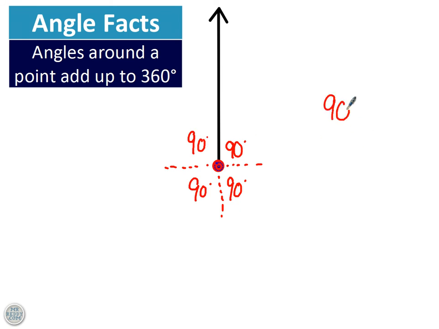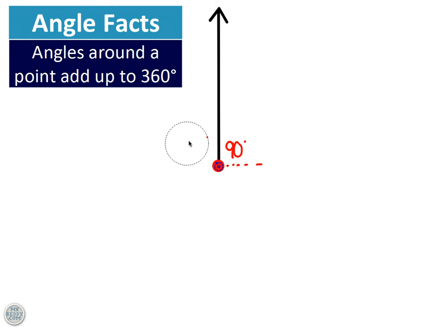So what does that all add up to? Can you work that out before I do? How well do you know your 9 times tables? 360 degrees. Okay, so they all add up to 360 degrees.